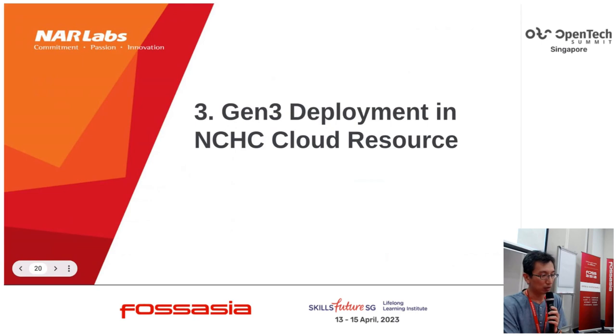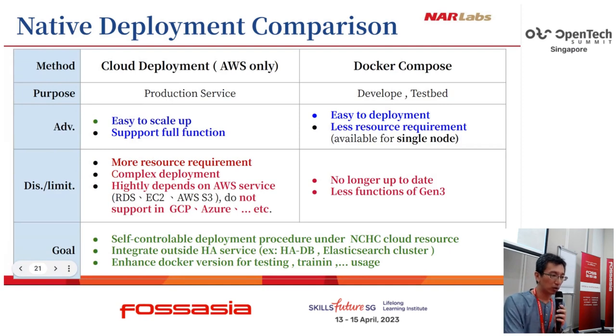So we talk about the third part: Gen3 deployment in NCHC cloud resource. In this slide, we give you a comparison between two native Gen3 deployments. The first one is a cloud deployment, AWS only, and the second one is the Docker Compose version. The cloud deployment is easy to scale up and supports the full function of Gen3. But it needs more resources and has complex deployment procedures. It is also highly dependent on AWS services, so it does not support deployment on GCP, Azure, or this kind of cloud platform.